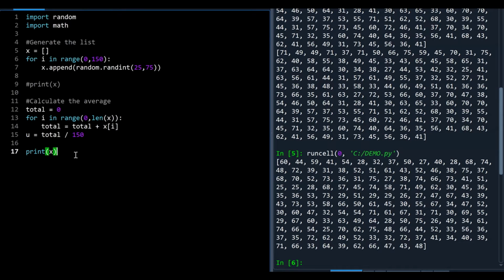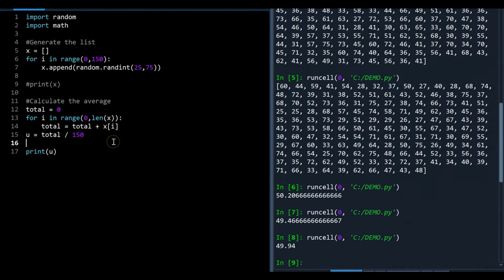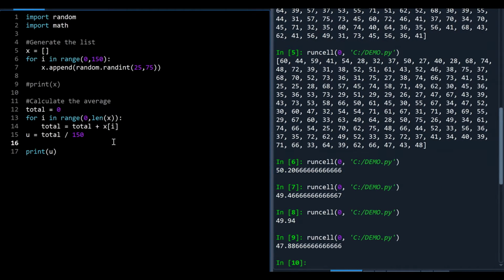What am I doing wrong? So I'm printing x twice, should be printing out mu. Okay, so there's the average, 50. That should make a lot of sense because I'm generating random numbers between 25 and 75, so I should keep getting averages around 50 every time I run this particular program. If I was reading different random values each time, then I would start getting different values for that.